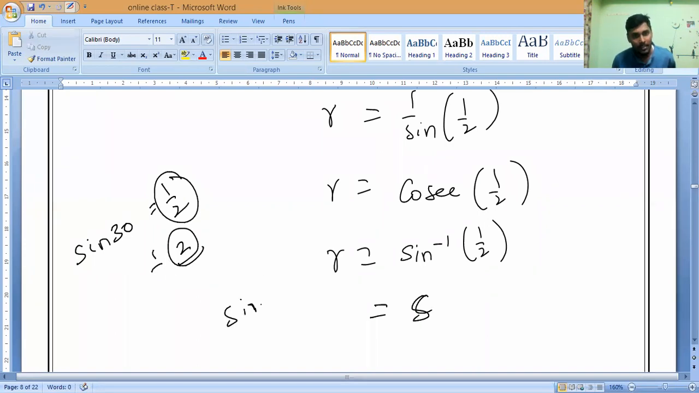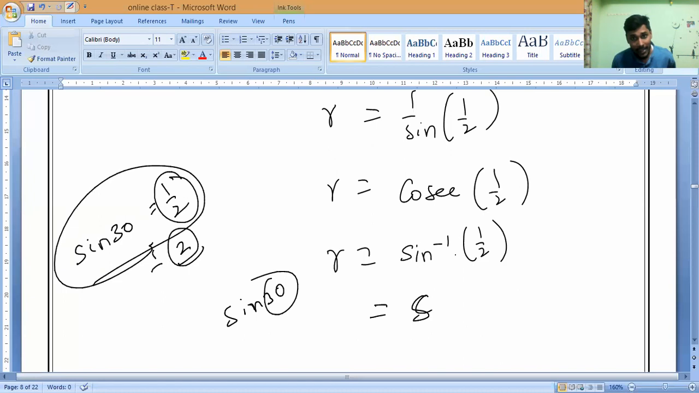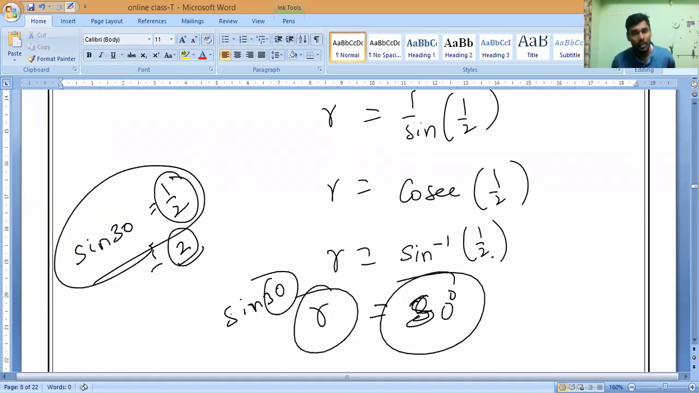Sin 30 is the answer. Do you understand, everybody? That is, it will become reciprocal, correct? We know sin of the angle we can find equals 1 by 2. So it's the sin inverse of 1 by 2. So it will become how much? 30 degrees is the value.